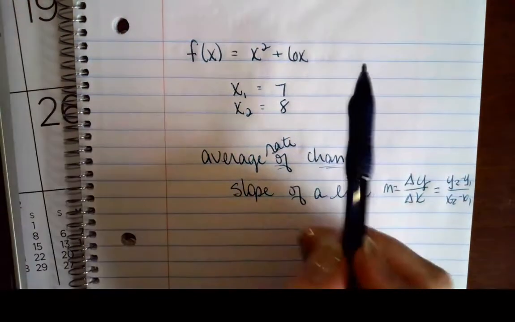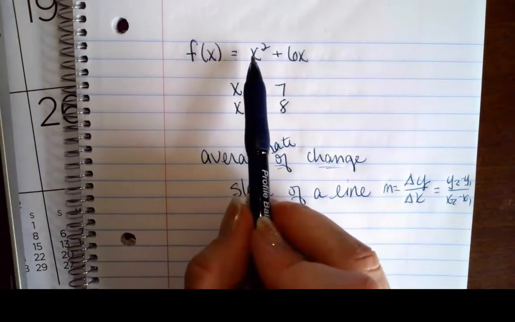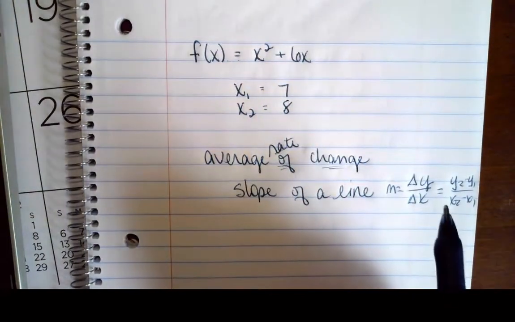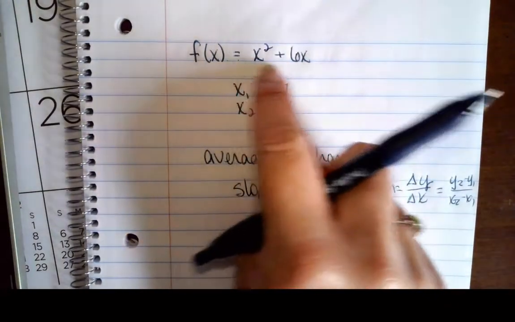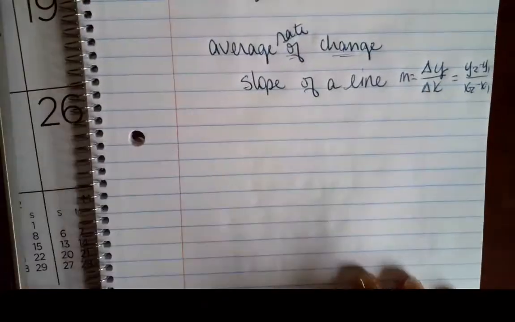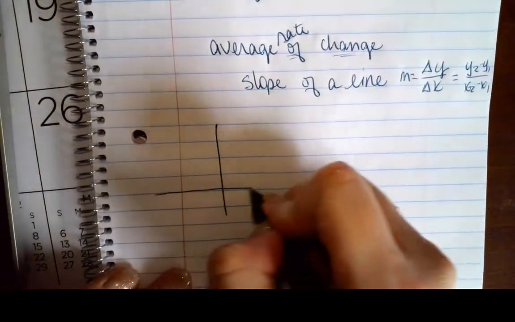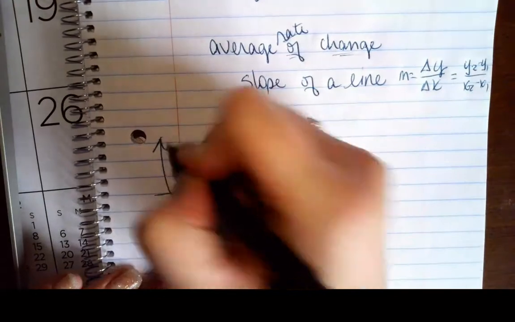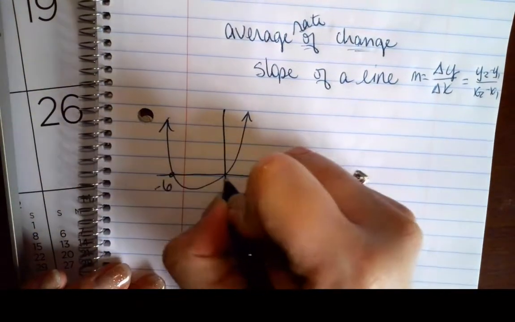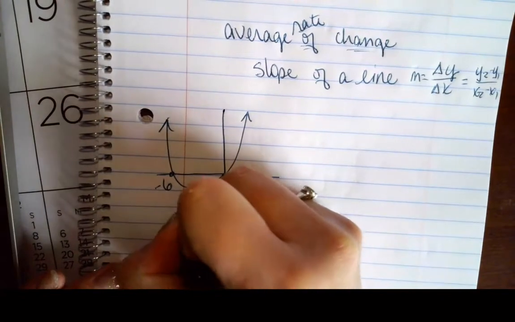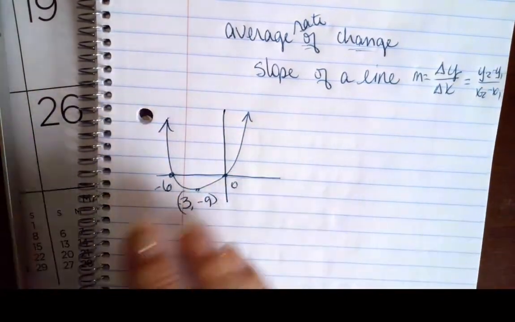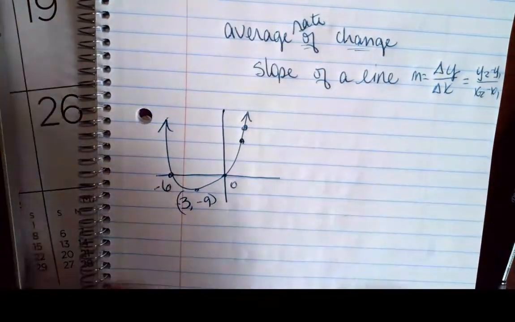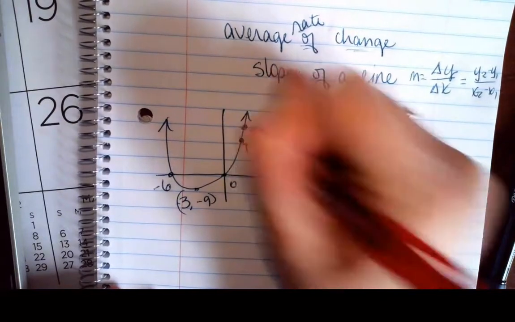Now, I don't have a line. I have a parabola, and I'm trying to find the average rate of change between 2 points that are actually on the parabola. So how am I going to do that? If I draw a really rough sketch, and I do mean rough, I have something that looks like that. That's supposed to be my parabola. This is at -6. This is at 0. I've got a vertex at -3, 9. And I'm looking for the average rate of change between the points at 7 and 8.